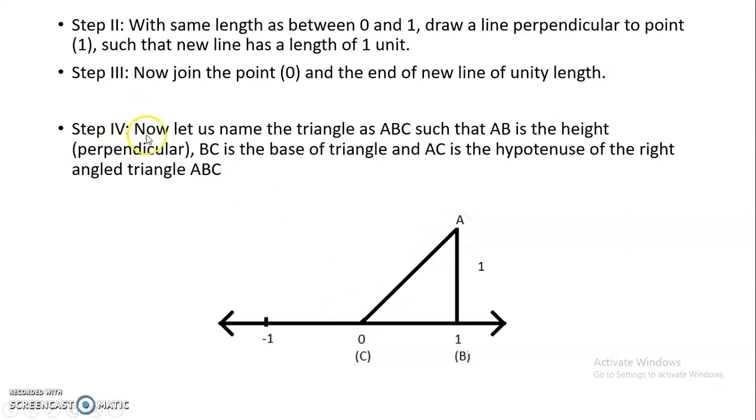The fourth step says, now let us name the triangle as A, B, C, such that AB is the height. This AB, 1 centimeter, is the height or the perpendicular, and BC becomes the base of the right angle triangle. So this becomes a right angle triangle, and this A and C becomes the hypotenuse of the right angle triangle.